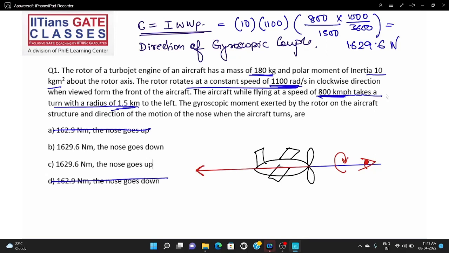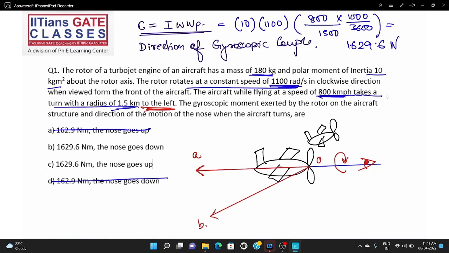This is opposite to what we have seen in our theoretical concept, right? So let me say this is OA. Now the aircraft takes a left turn, as it is said, turns to the left. If the aircraft takes a left turn, let me say this is the new direction of the aircraft. So you can see that the angular velocity will change its direction from that to this. This will be the new direction of angular velocity.